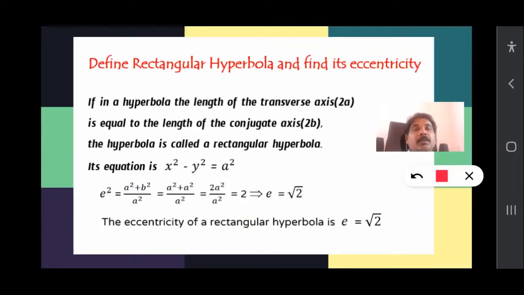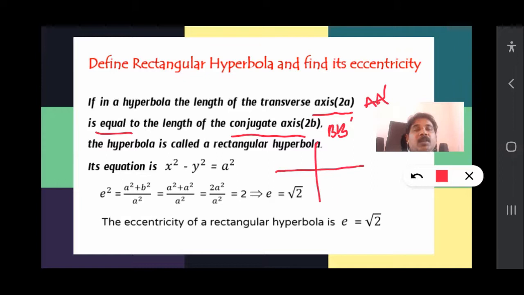Define rectangular hyperbola and find its eccentricity. Definition: if in a hyperbola the length of transverse axis 2A, that is A A dash, is equal to the length of conjugate axis 2B, that is B B dash, the hyperbola is called rectangular hyperbola. In a hyperbola, the length of transverse axis and conjugate axis are equal.